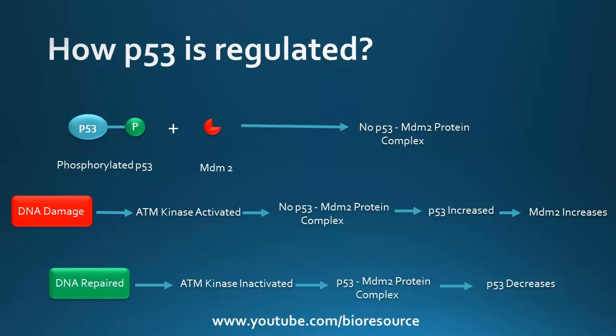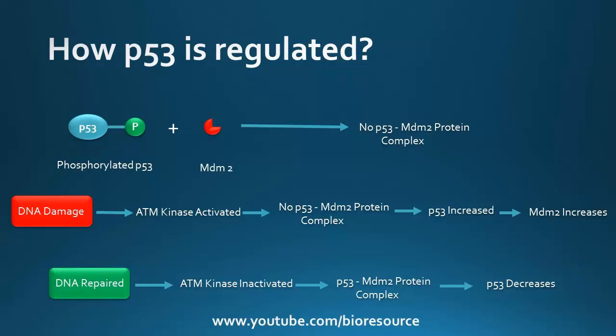So when there is DNA damage, the cell cycle needs to be arrested. So a higher level of p53 is required. For that, phosphorylation of p53 will occur through ATM kinase. Once it is phosphorylated, it cannot bind to the MDM2 protein, and thereby it will not be degraded by the ubiquitin pathway. So the level of p53 will stay at a higher level.